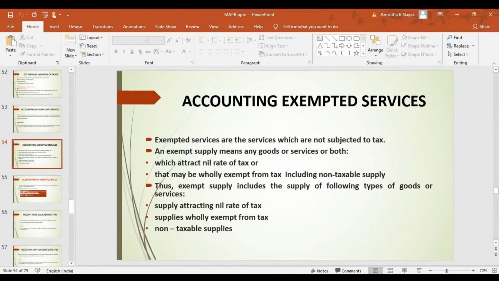That means they are not channelized into taxes. So an exempt supply includes the supply of the following types of goods or services: supply attracting nil rate of tax, supplies wholly exempted from tax, and non-taxable supplies.